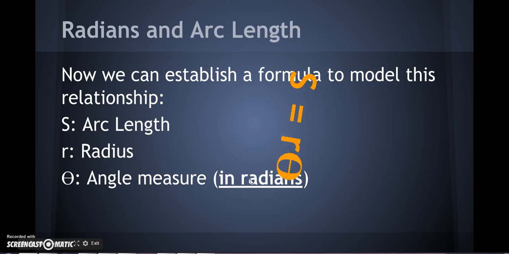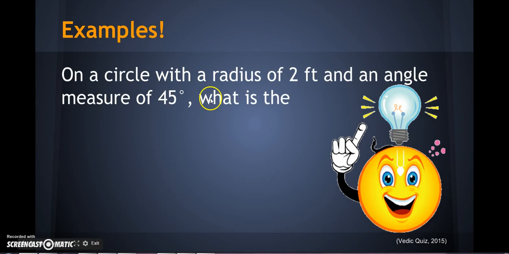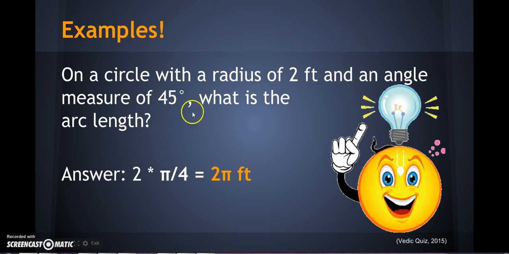Got to have radians. So if you want to try an example, let's say we have a circle with radius of 2 feet and an angle measure of 45 degrees. So what do you think the arc length is going to be? Well, remember, we've got to have radians, so we're going to change that 45 degrees to pi over 4. Then if we multiply it by our radius, like our formula says, we get 2 pi feet long for an arc length.